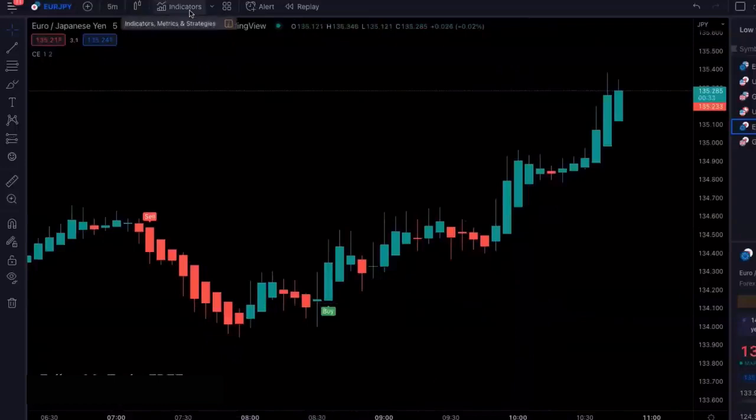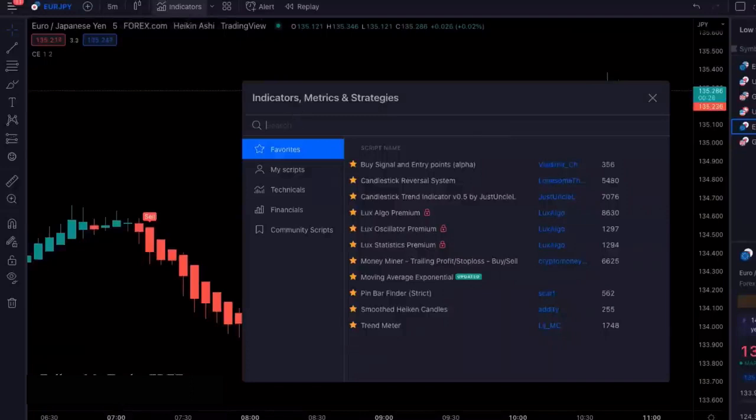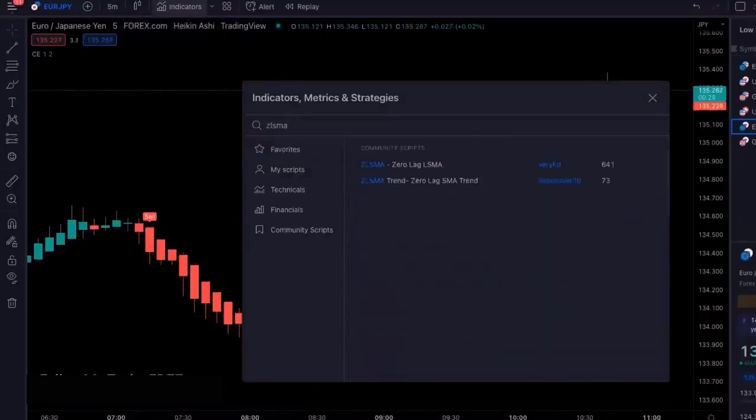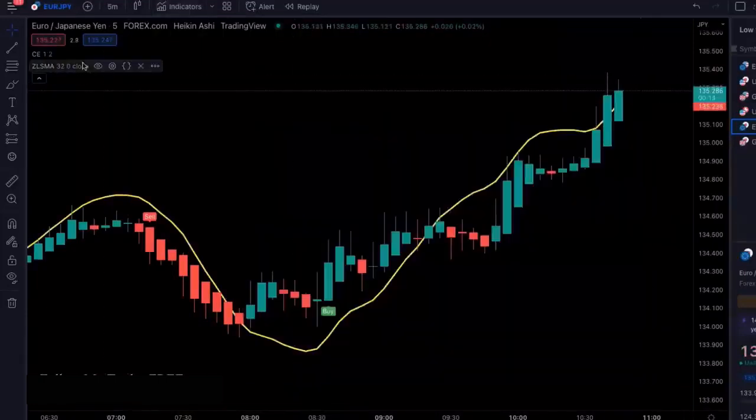Then for confirmation and for entry rules, we need to add another indicator. This is called the ZLSMA, the zero lag SMA. This is the one by VeryFid. We're going to add this one, and then we're going to make some changes to that as well.